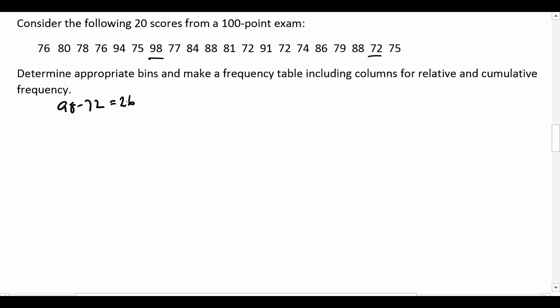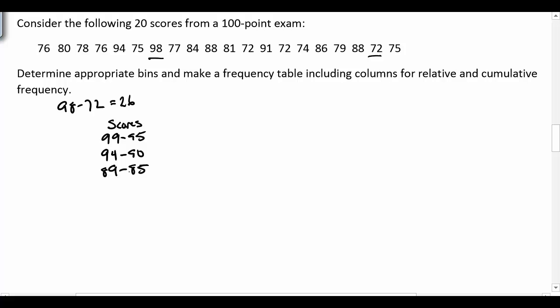And I'm just going to start with 99 to 95, and then 94 to 90, and then we'll go 89. I'm just going down by 4 each category. And I want to make sure that I don't have any bin that has a double overlap there.